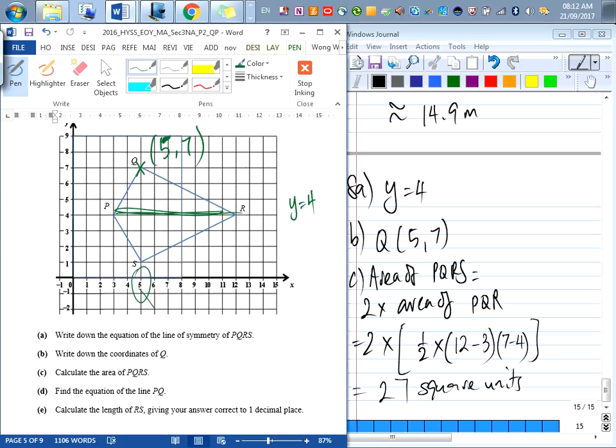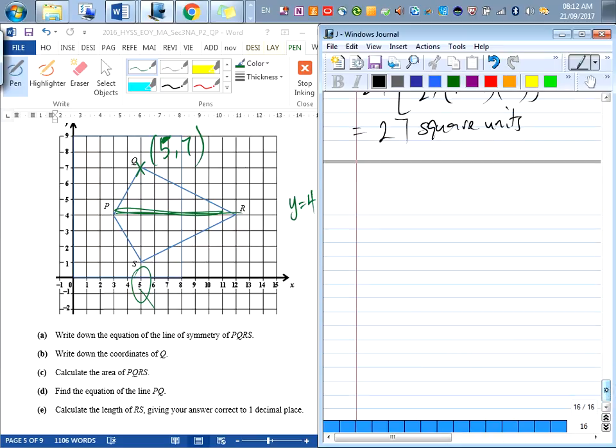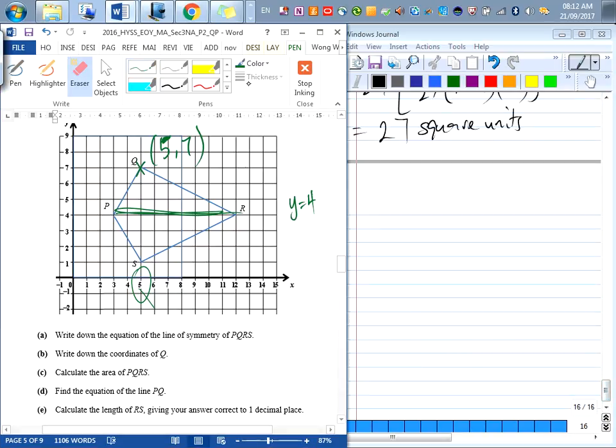Okay, now find the equation of line PQ. I don't need all this information. PQ is over here, one short line. But the equation of this line is actually the equation of one. You can actually extend this line, right? Okay? Now, to find the equation of line, we need to find the gradient and the y-intercept.